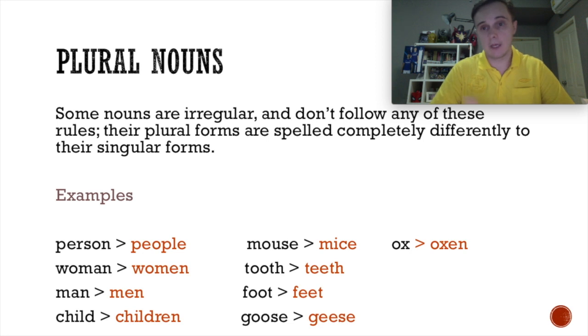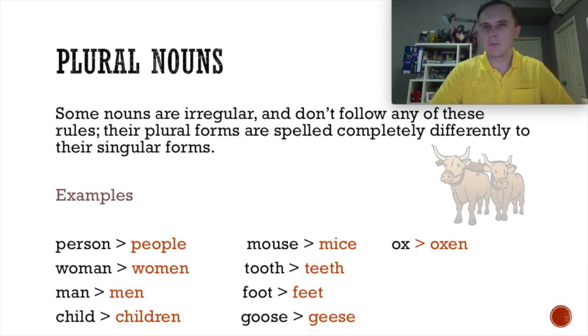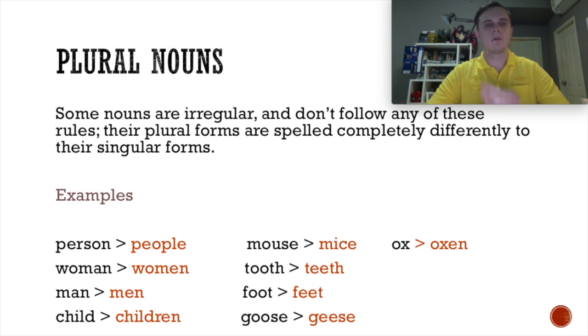A goose is a bird, and more than one goose is geese. And one that you might not know, ox is an animal, and more than one ox is oxen. So hopefully you know those already.